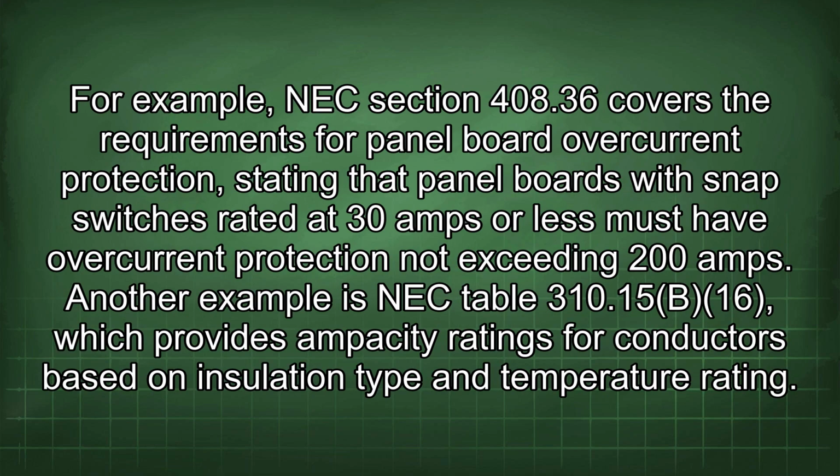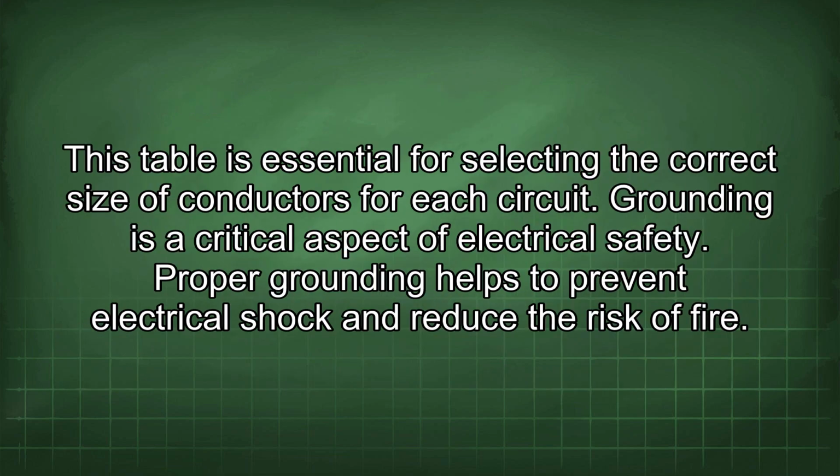For example, NEC Section 408.36 covers the requirements for panel board overcurrent protection, stating that panel boards with snap switches rated at 30 amps or less must have overcurrent protection not exceeding 200 amps. Another example is NEC Table 310.15(B)(16), which provides ampacity ratings for conductors based on insulation type and temperature rating. This table is essential for selecting the correct size of conductors for each circuit.